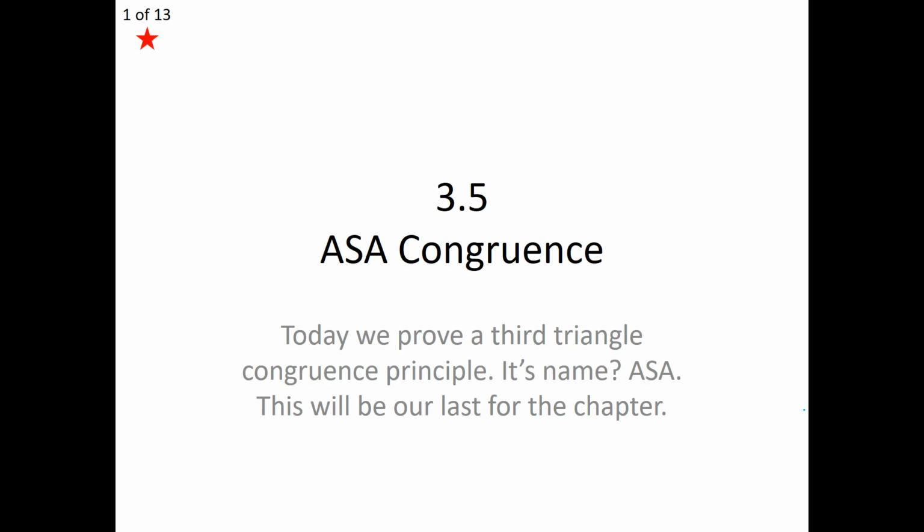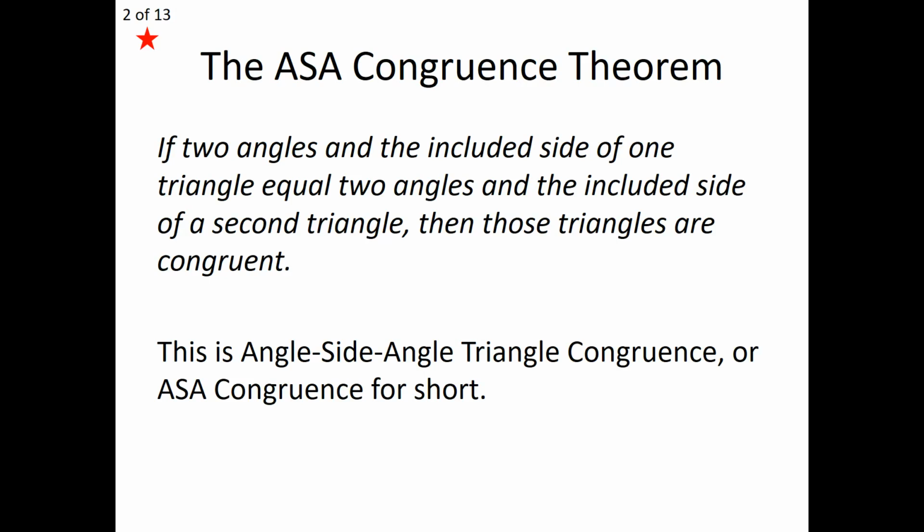Let's jump into what the ASA congruence states. The angle side angle congruence theorem states: if two angles and the included side of one triangle equal two angles and the included side of a second triangle, then those triangles are congruent. We're using our vocabulary word included again. We saw this word used with the included angle of side angle side. Now we can apply that same vocabulary to the included side of a triangle, meaning it's the side that's formed in between two pairs of angles.